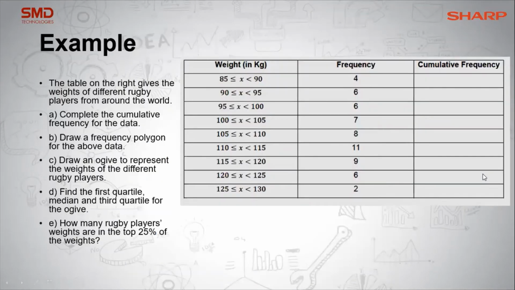So here's the next example. The table on the right gives the weights of different rugby players from around the world. Complete the cumulative frequency for the data. So when it's cumulative frequency, we fill in and we add the frequency. So here it's just 4, so we write down 4. Then we have 4 plus 6 is 10. So what we're doing is we're just adding this way. Then we have 10 plus 6 is, sorry, this is dreadfully untidy, 16.